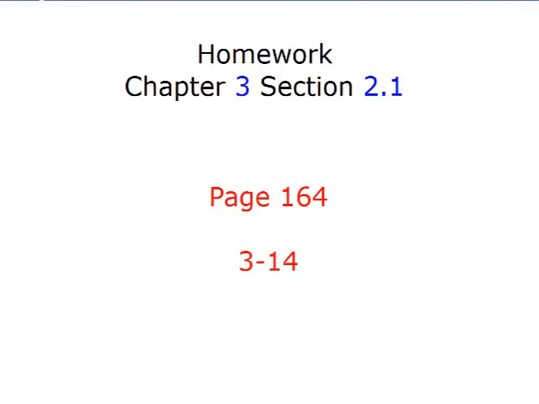So your first shot from this chapter or section is just 3 through 14. So I want you to take a look at those 12 problems tonight. And what I'm going to tell you is that we're going to do this in 2 chunks, right?